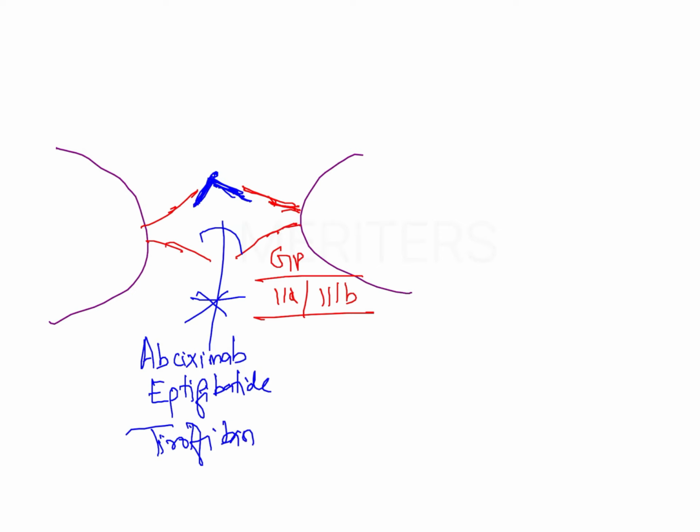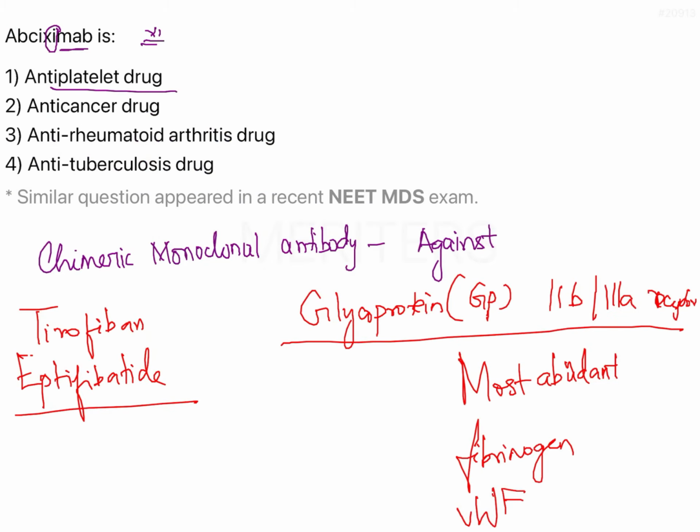What about ticlopidine, clopidogrel, and prasugrel? They inhibit your ADP mediated platelet aggregation. Aspirin will irreversibly inhibit your cyclooxygenase. So these are the other drugs, like other options, that you have to know considering your exam.